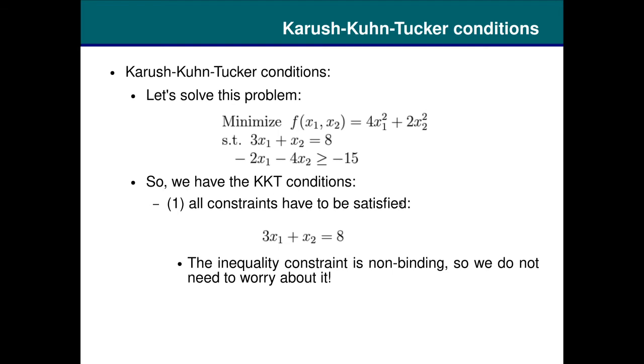All constraints must be satisfied. That means this first constraint has to be satisfied. I just canceled my second constraint out because someone told me that it is non-binding. Non-binding means it's meaningless. It doesn't help me find a better solution. So I just forgot it. So my only primal feasibility, or if I prefer, my first Karush-Kuhn-Tucker condition, is that I need to satisfy this constraint here. That's my first condition.